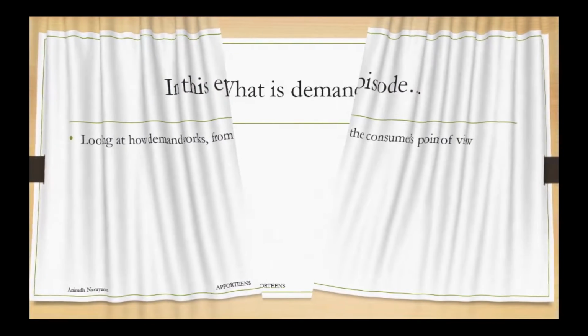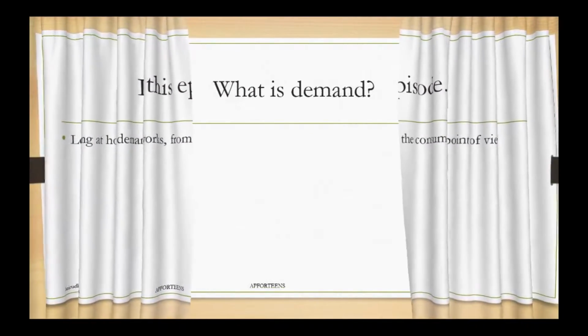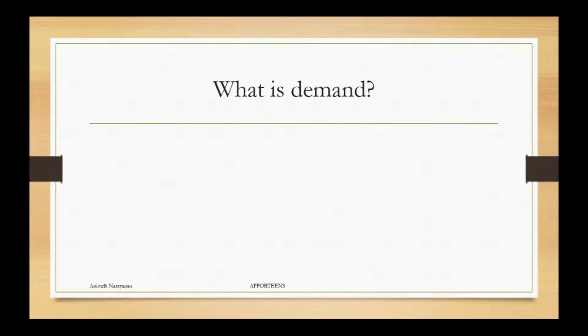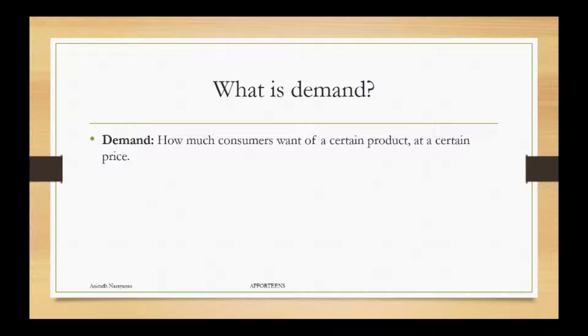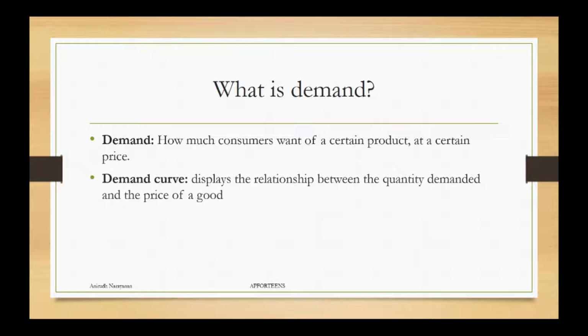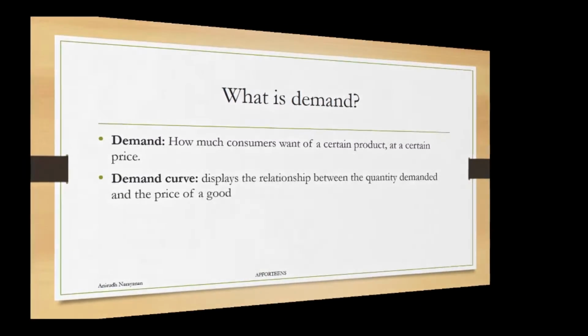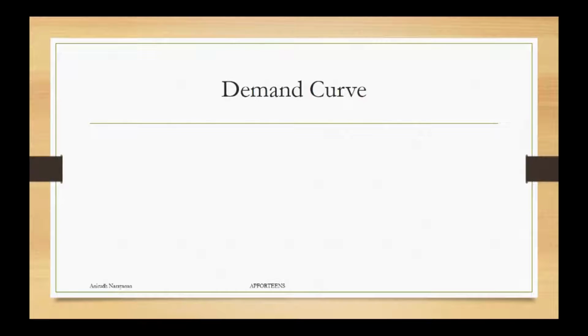So let's get started. Now, you always want to ask the question to get a base of what exactly we're going to be talking about. So in this case, our question is, what is demand? Now, demand, its official definition, is how much consumers want of a certain product at a certain price. And the demand curve displays the relationship between the quantity demanded and the price of a good. Now, what does that mean? What is a demand curve?